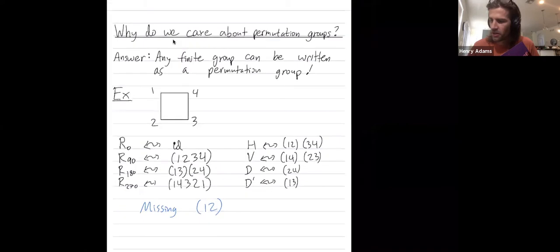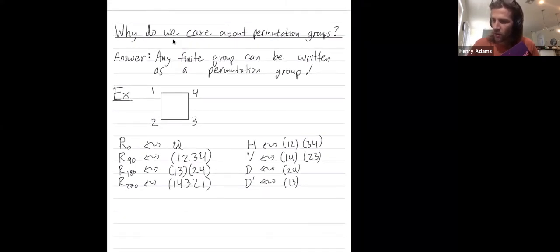Let's do a problem related to this. What do I get if I do a vertical flip and then a rotation by 90 degrees? The way I'm going to think about this is I'm just going to multiply the corresponding cycles. The cycle corresponding to the vertical flip is (1 4)(2 3). And then the cycle corresponding to the rotation by 90 degrees is (1 2 3 4). So I can multiply these in cycle notation.